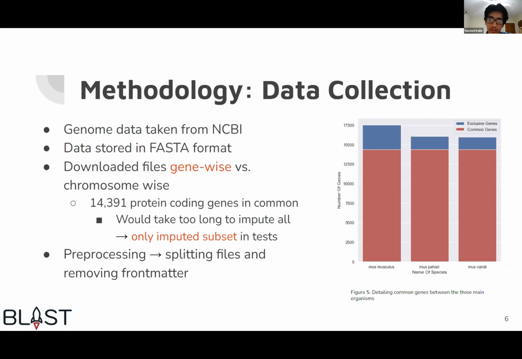As you can see on the right, there were around 14,000 genes in common between the 3 species, and only a very small proportion were not in common. But we were only able to test on a subset because there was so much data. And once we got the data, we just did some pre-processing.